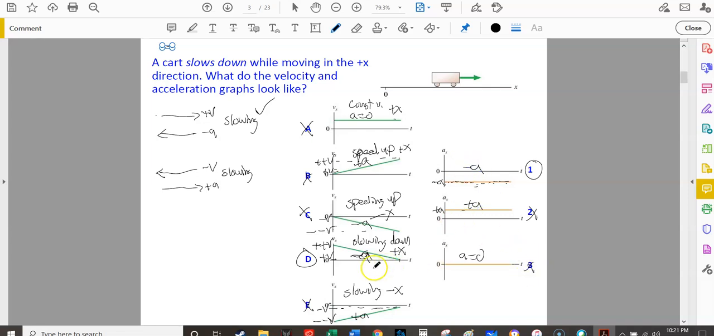So D goes with number 1. All right. How'd you do? Let's try another one.